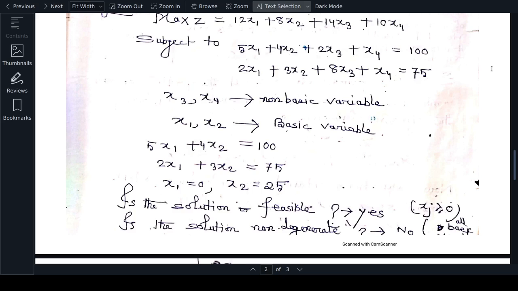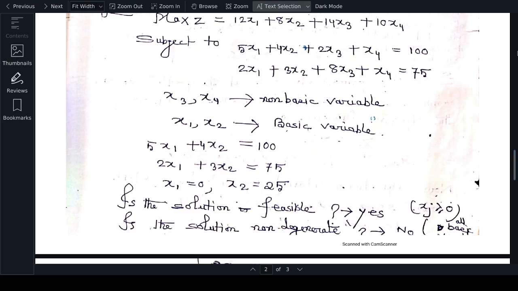Then m minus n gives us the number of basic variables. Suppose here 4 variables are given and 2 equations, so 4 minus 2 equals 2. So we consider 2 variables equal to 0. When we consider these 2 variables equal to 0, then these 2 variables are called the non-basic variables.